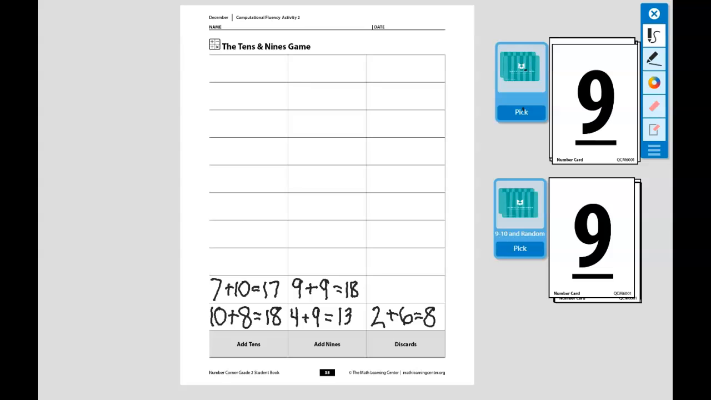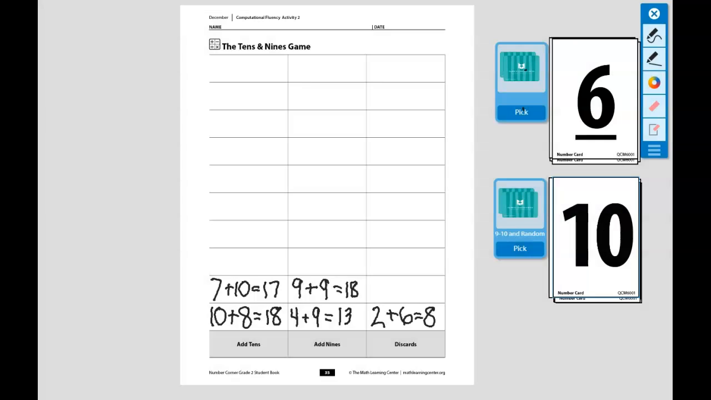18. Double those numbers in your brain. Next one. On to our next equation. Where should it go? Add tens, add nines, or discards? Oh, if you were thinking add tens, great work. What's our equation?